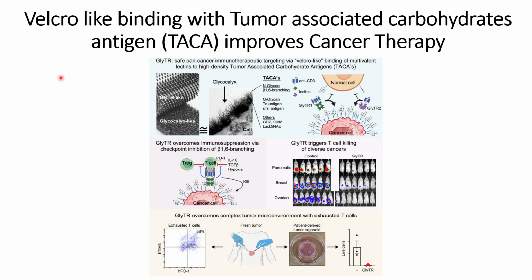In this video, we will discuss how this Velcro-like binding, when combined with this tumor-associated carbohydrate antigen, can improve cancer therapy efficacies. So basically the problem current cancer therapies face is the on-target off-cancer toxicities. So what is this on-target off-cancer toxicity?